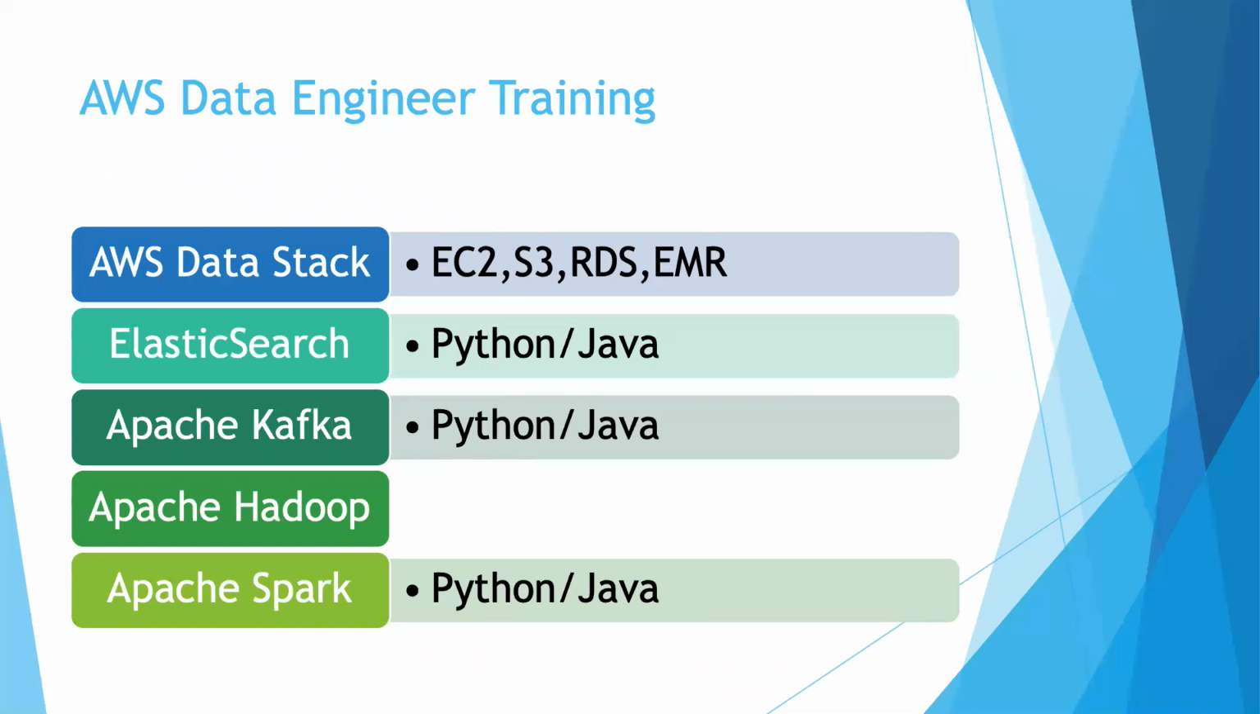Apache Hadoop, yes, although a lot of people will talk about it as legacy, Hadoop is still out there, and it is very essential that you know Hadoop. And Apache Spark, we'll teach on PySpark. And again, if some of you are Java people with a software development background, it will be taught in Java or Scala. What software skills are necessary for AWS data engineer?